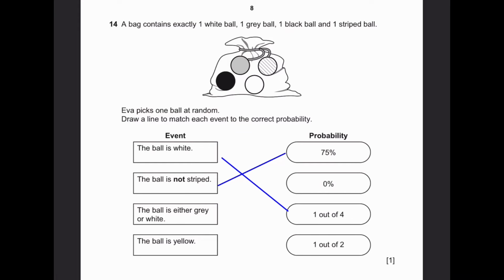The ball is either gray or white. Well, there's one gray and one white, and dividing by a total of 4, we get 1 out of 2. And that matches here. And of course, the last one, the ball is yellow, is 0%, because these are the last two options. But well, we can see that of course there's no yellow ball here, so anyway, we know that 0%. That's our answer.